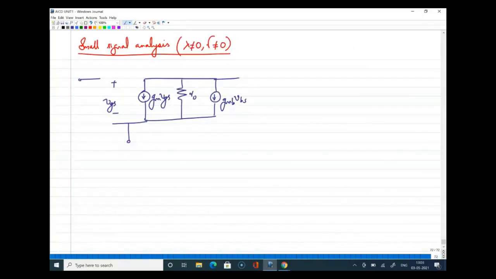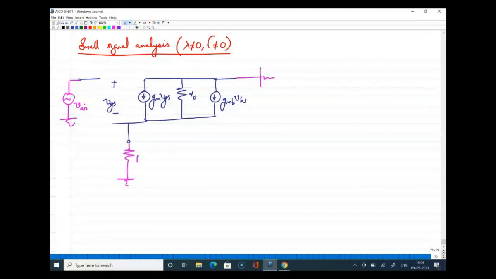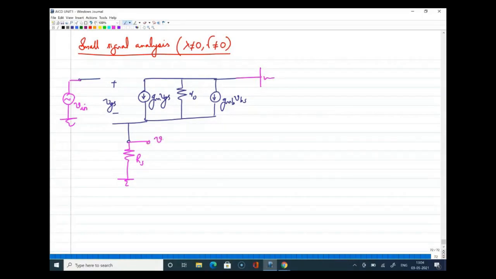All right. So now what I have to do is I have just placed the small signal equivalent circuit of the MOSFET. Now I need to add the additional things here. So on this side I have to add V in. On that side the drain should be connected to ground, and here I have to connect RS. And this is V out.